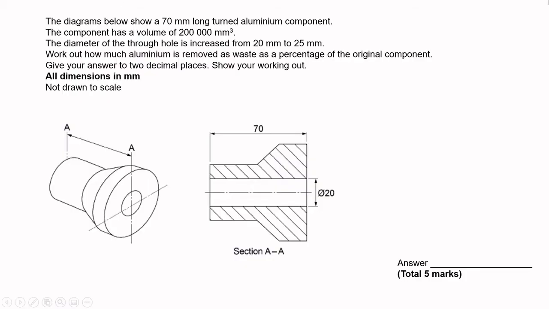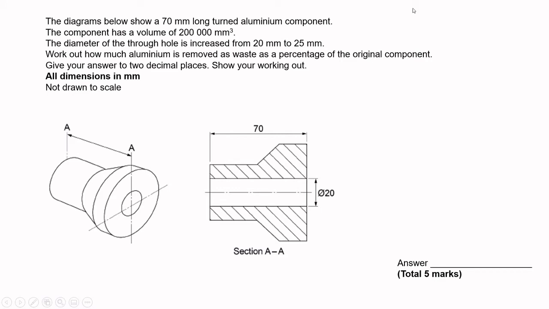Hey everyone, so in this maths video we're going to have a little breakdown of just the question you see in front of you. So looking through it, the diagram below shows a 70mm long turned aluminium component. The component has a volume of 200,000 millimeters cubed. The diameter of the through hole is increased from 20mm to 25mm. Work out how much aluminium is removed as a waste as a percentage of the original component. Give your answer to 2 decimal places, show your working out.